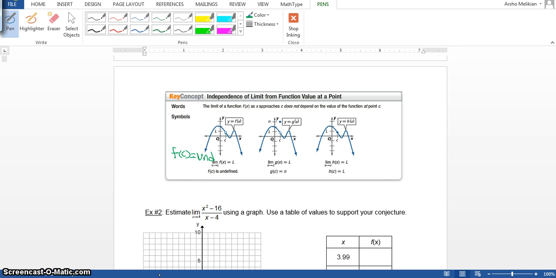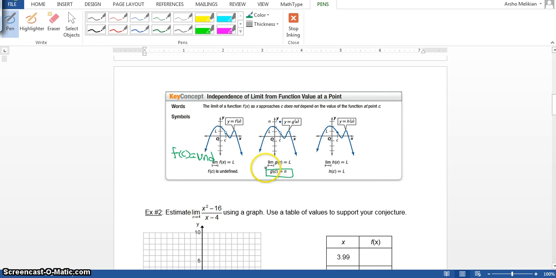That means there is no value. It's undefined. All right, what about this one? When x equals c, follow it up. What is the value of the graph at x equals c? Same thing. It's n. Why? Because if you follow it up, you have a point here. That's the value of the graph. Okay? So here, g of c is n.